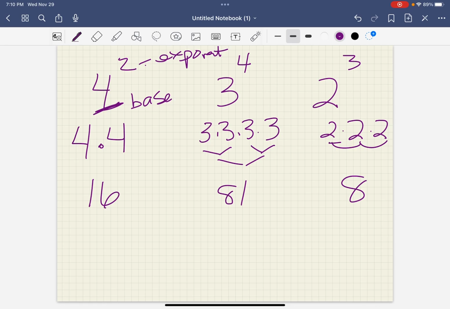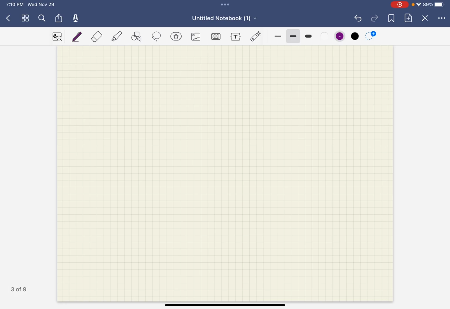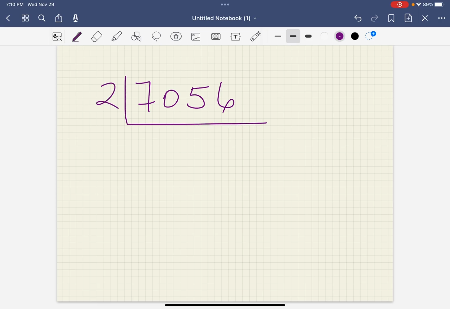So why are we doing this? Well, you probably realize on some of those product of primes, it gets to be a pain to write 2 times 2 times 2 times 2 times 3 times 3 times 5. So now we're going to be able to write them using exponents. So we have 7056. We're supposed to write it as a product of primes, but this time we are going to be able to use exponents. So it's an even number, so I'll start by dividing by 2.